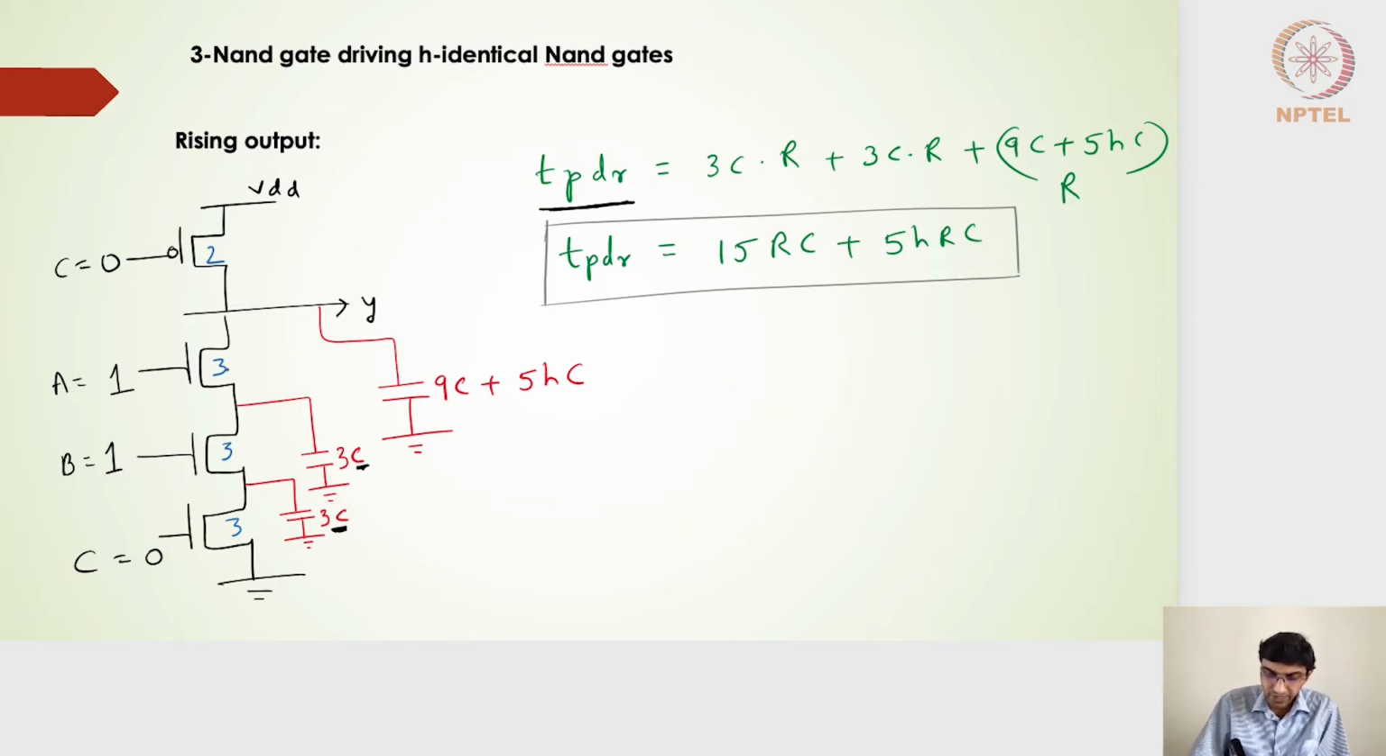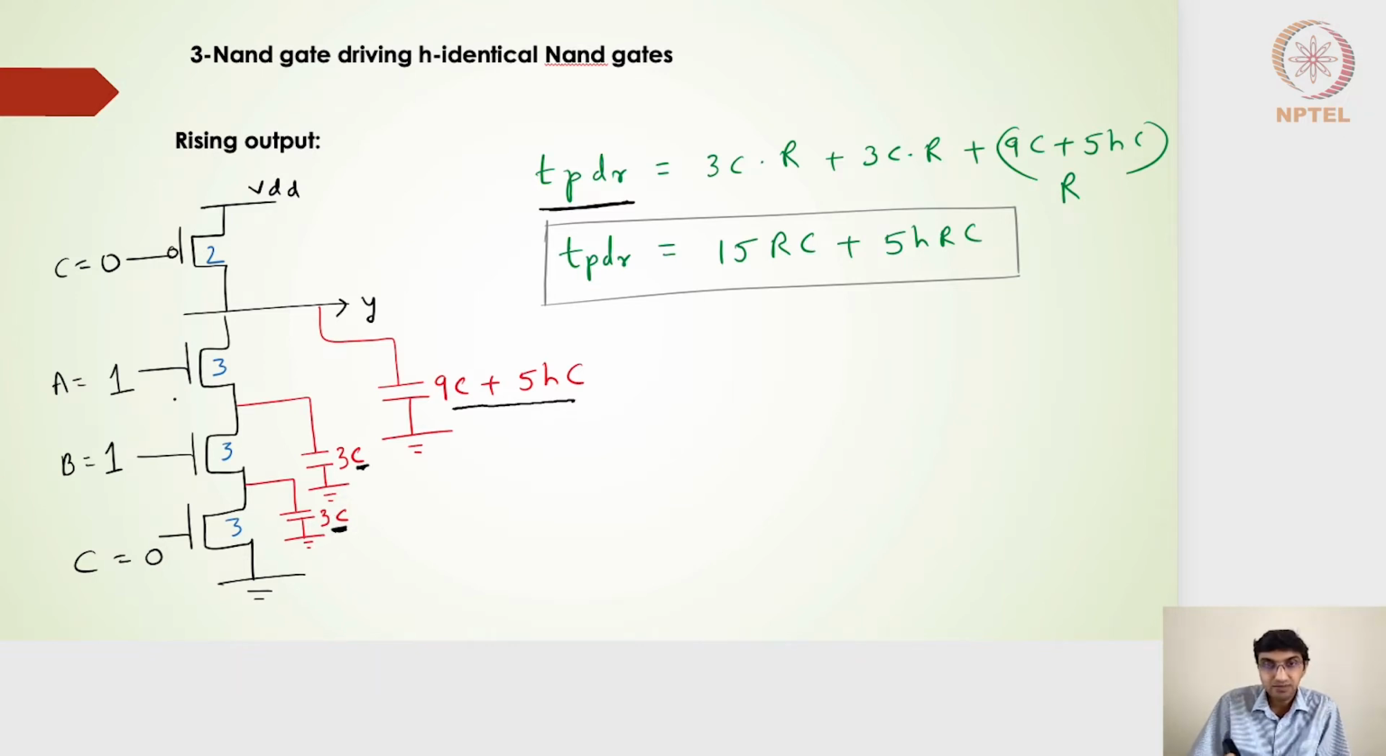So in such a scenario, when these two transistors are on on the pull-down NMOS side, the A and B transistors on the PMOS side will be off and C is the only one on. That means C is 0 here, which represents that the C transistor on the NMOS side is off. So now I'm left with three capacitances. One is 9C plus 5HC, because this output node is connected to H such 3-input NAND gates in the second stage, and then I have this 3C and this 3C capacitance.